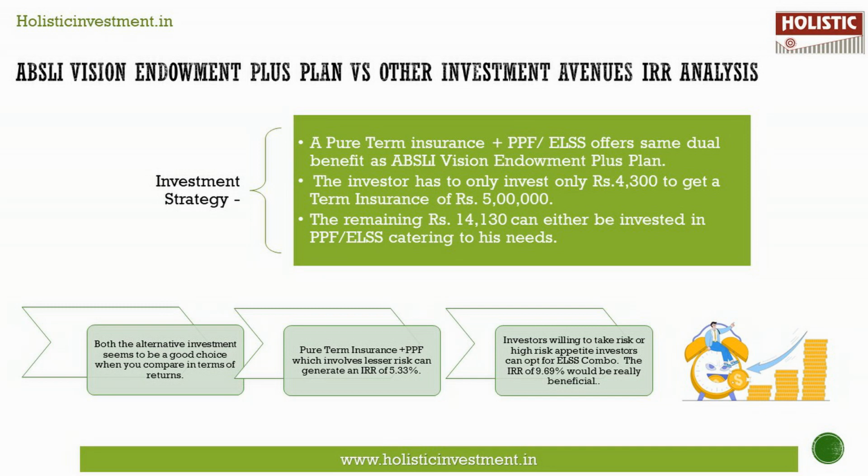If the investor is willing to take risk and is a high risk appetite investor, then he can opt for a pure term insurance along with ELSS, which can generate an IRR of 9.69%, that too post tax, which will be really beneficial for him to achieve his financial goals. The purpose of investing is to generate a corpus that is required for your financial goals. A pure term insurance along with ELSS can surely generate a corpus that is required for your financial goals and also for your future requirements. So always pick an investment vehicle that provides you inflation beating returns so that you can achieve your financial goals without much hurdles.